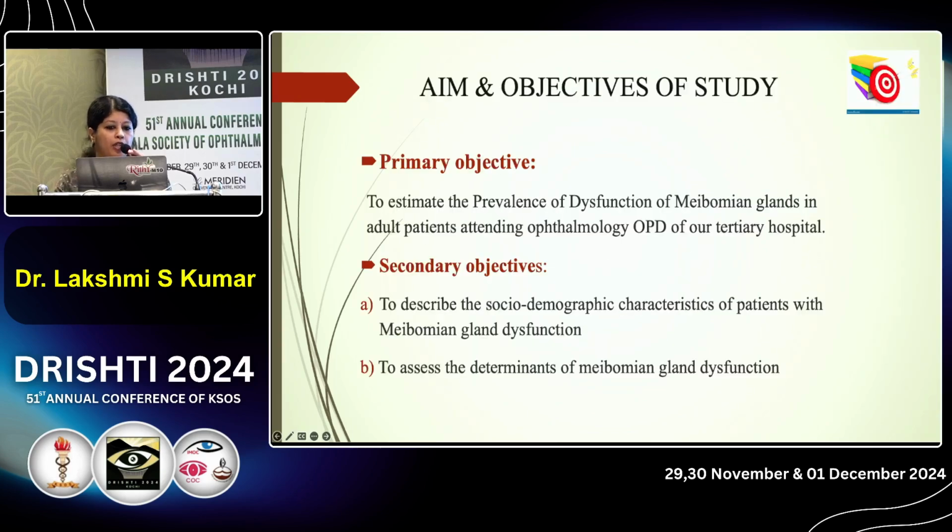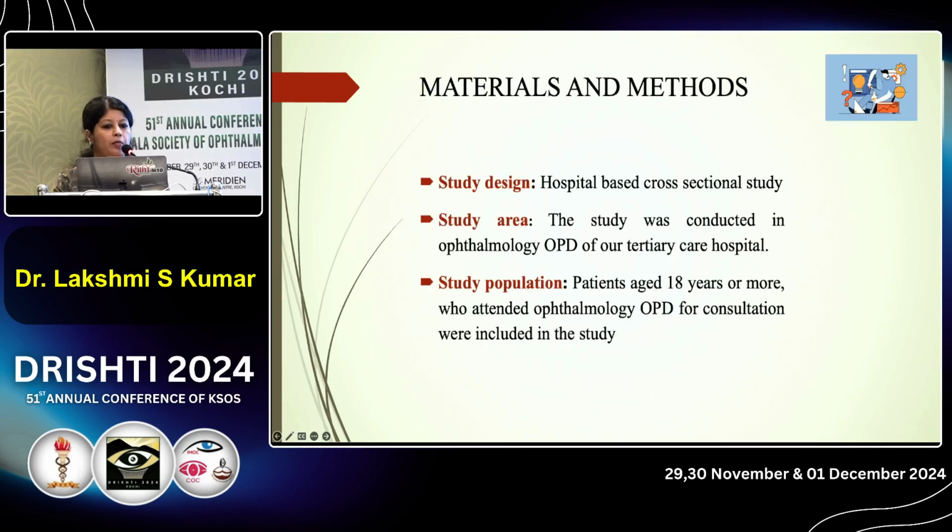So, my aim and objectives of the study: primary objective, to estimate the prevalence of dysfunction of meibomian glands in adult patients attending ophthalmology OPD of our tertiary hospital. Secondary objectives, to describe the socio-demographic characteristics of patients with meibomian gland dysfunction and to assess the determinants of meibomian gland dysfunction. Materials and methods.